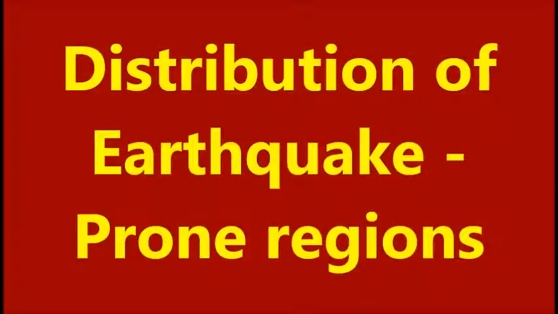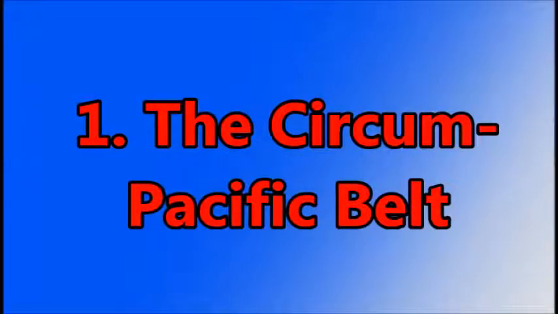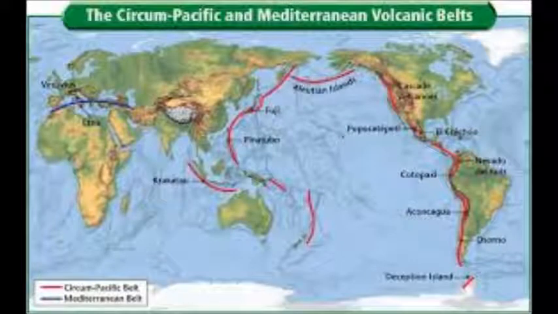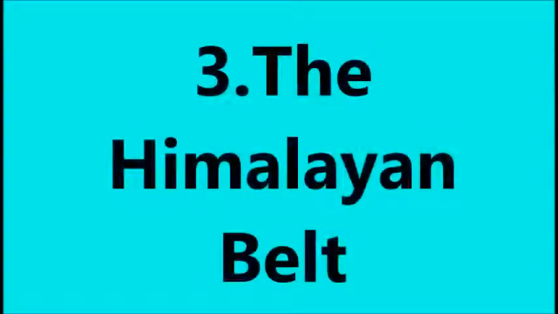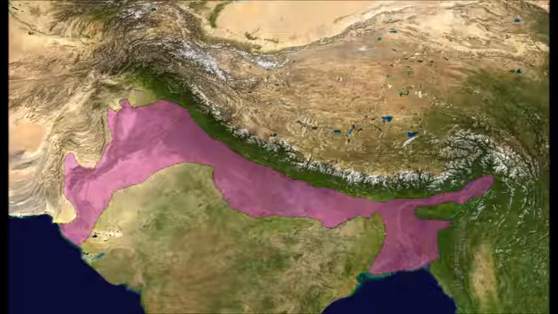Distribution of earthquakes. The Circum-Pacific Belt. It belongs to the regions around the Pacific Ocean. It consists of places like New Zealand, Philippines, Japan, and USA. The Mediterranean Belt. This belt consists of regions around the Mediterranean Sea. The Himalayan Belt. The Himalayan Belt consists of the Sivalik regions of our country.